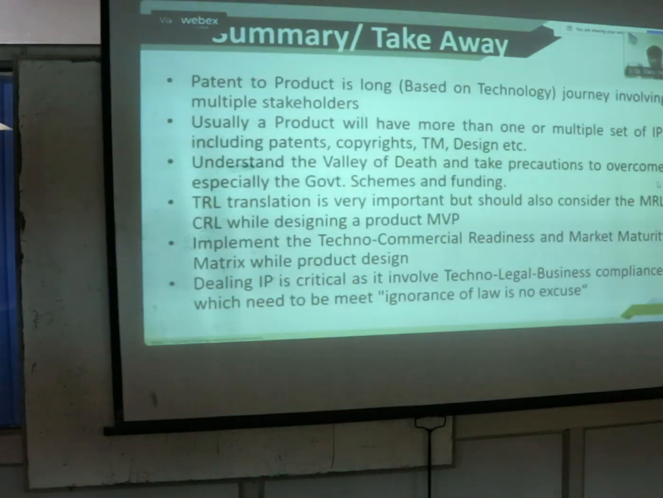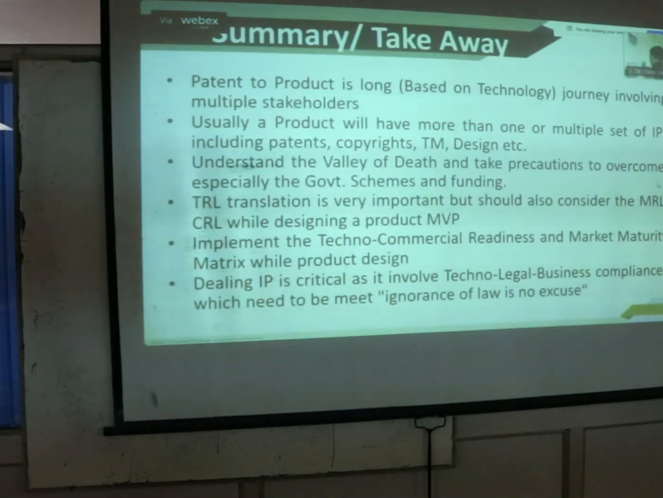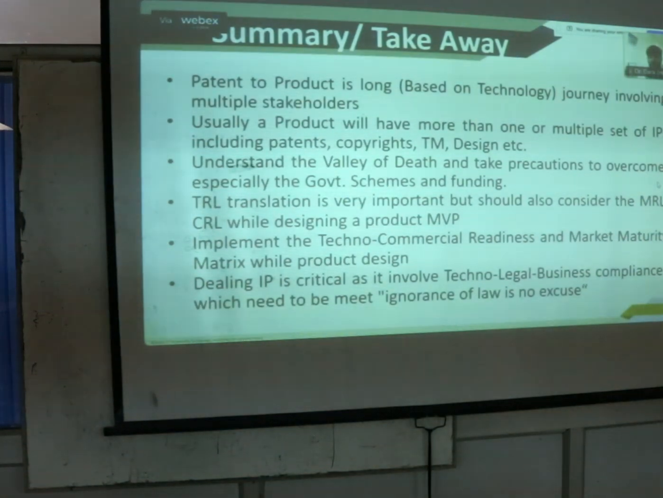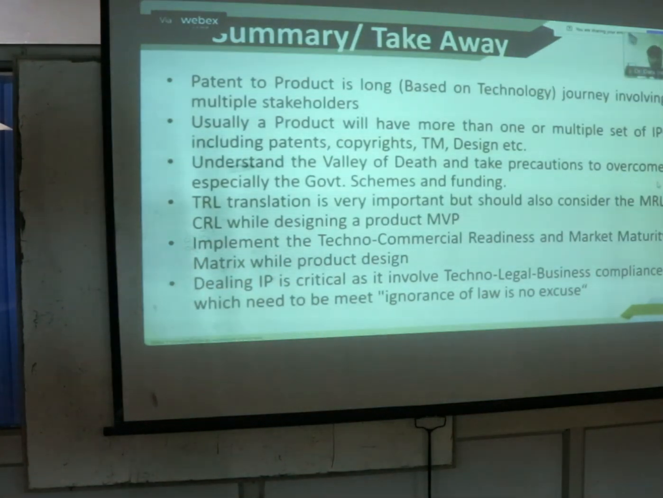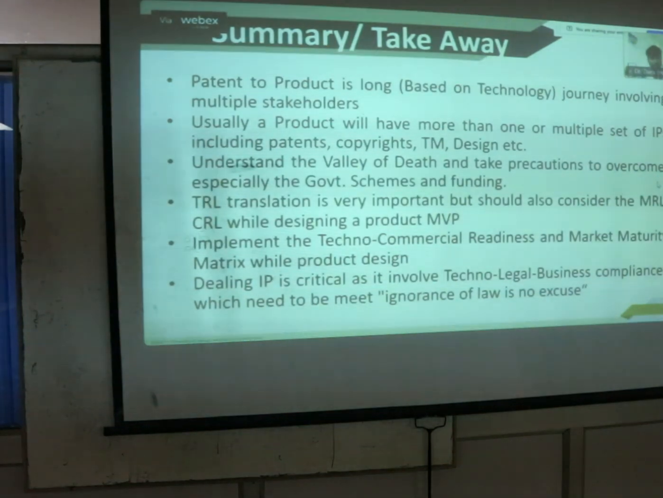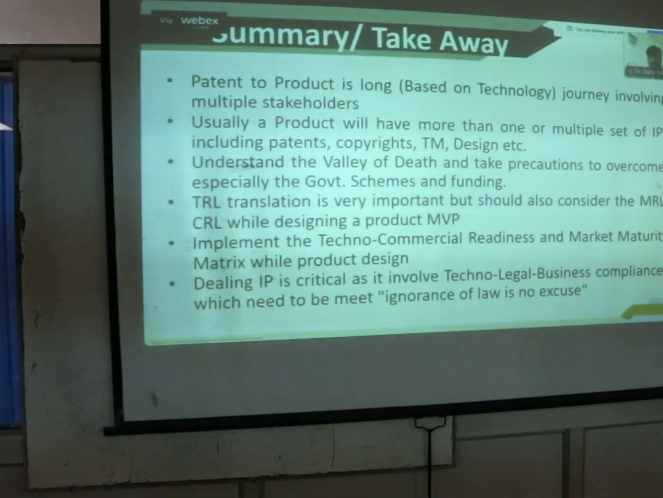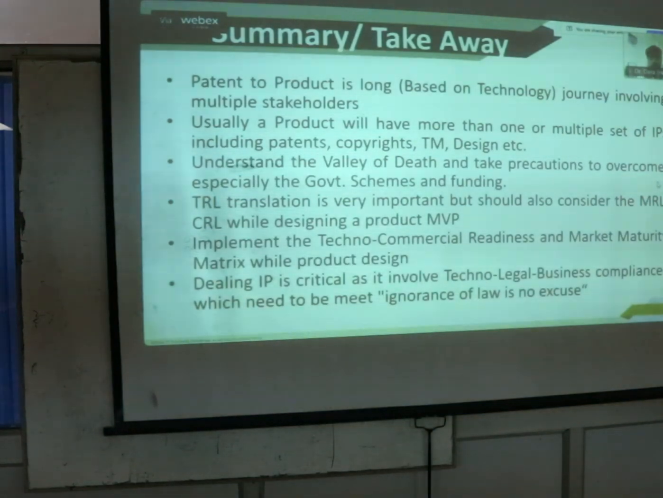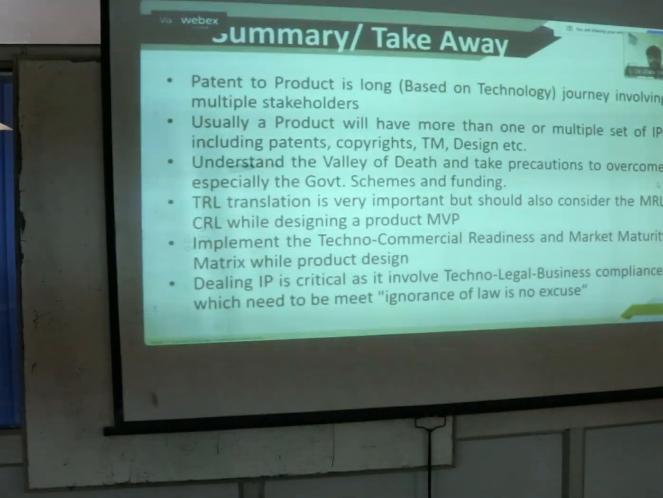It involves multiple stakeholders like government bodies, students, researchers, regulatory agencies, a lot of people. Usually a product will have more than one patent, and will have a multiple set of patents or IPs, which necessarily would not be a patent alone. It can be a copyright, a trademark or design, etc. And understanding the valley of death, if you recall, there were two valleys of death which I explained first and second, and the precautionary measures are also explained in my slides.